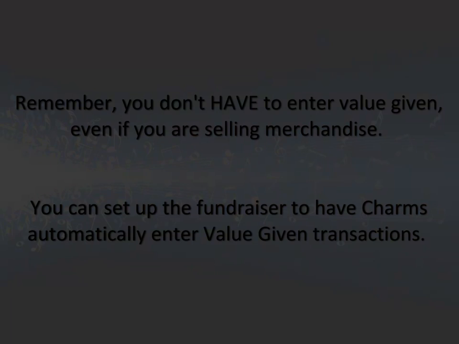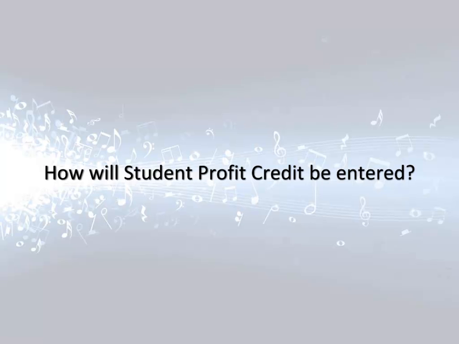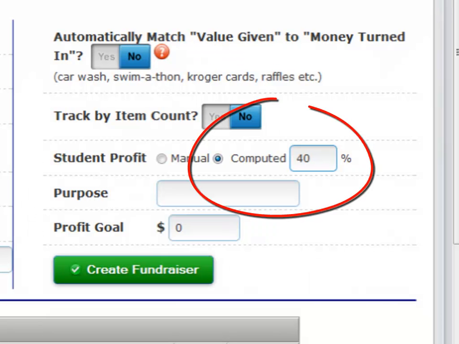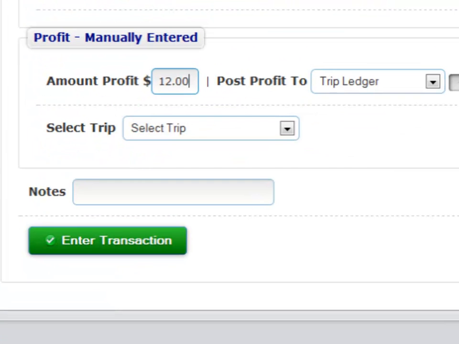The second question to consider before you set up your fundraiser is how profit earned for individual students or members is entered. If your fundraiser offers a fixed profit rate, say 40%, you simply enter the rate and Charms calculates the profit for each student for you. On the other hand, you can choose to enter each profit amount manually.